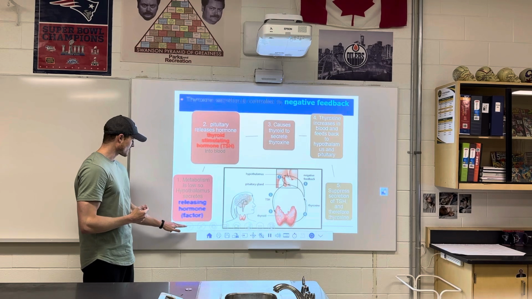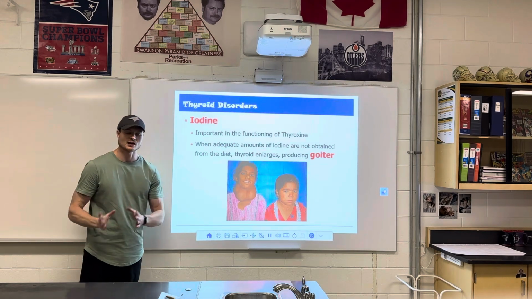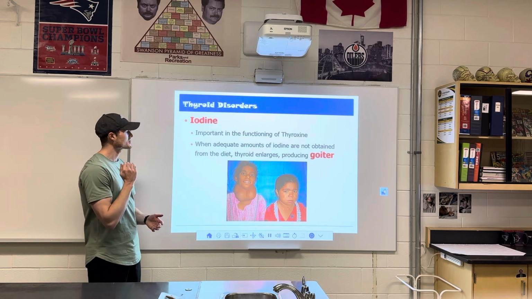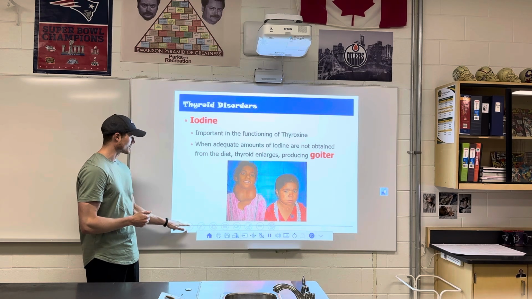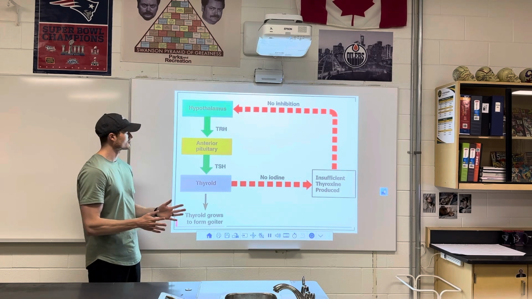Now, disorders you might have with thyroxin. The first one is actually not a thyroxin disorder, it's actually a thyroid disorder. It's called a goiter. So it's actually nothing really wrong with your hormones. It's actually a lack of iodide that causes the thyroid to enlarge. So you get a large lump in your throat due to the enlargement of your thyroid. So it kind of looks like this.